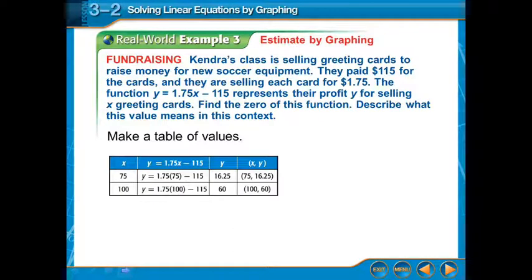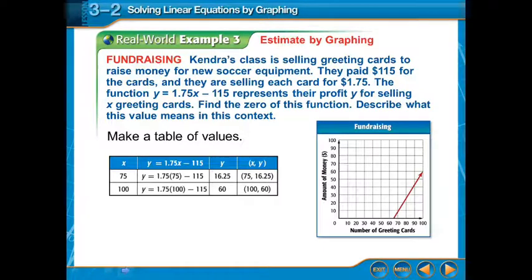So make a table of values, and if you sold 75 cards, you'd make $16.25. If you sold 100 cards, you would make $60. Now let's see what it looks like on the graph. Notice that if you sell 75 cards, about 75 is right here. If you go straight up here, it's between $10 and $20. The algebra shows us that it's $16.25.